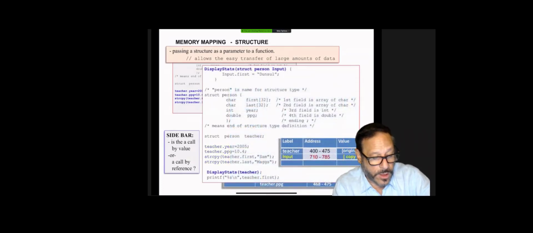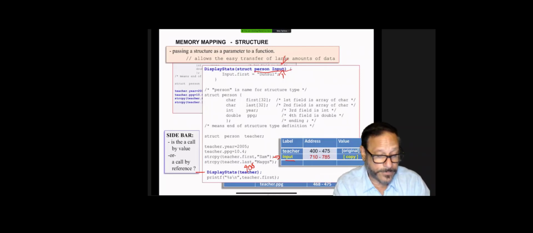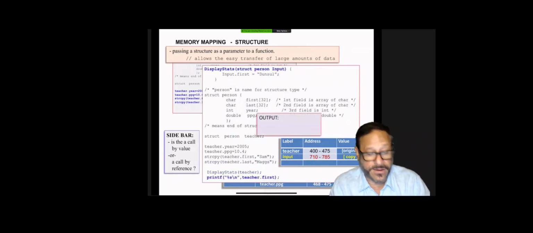We move along, we display stats. That got changed with 400, got put into there. Go and find space in memory for input. The computer finds free space, 76 contiguous bytes, calls that input, and then does a byte-by-byte copy of the data it got sent from teacher. So Sam Maggs 2005 10.4 gets put in there. The output of this then is going to be what? Who can tell me what the output is? Is it going to be Dunzel or is it going to be Sam?